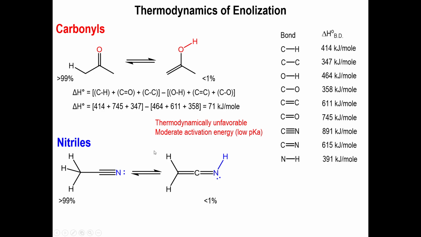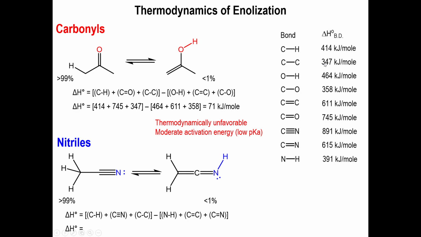With nitriles, we have an interesting scenario as well. Generally speaking, you're not going to have a lot of the enol-type derivative. If you look at the bonds that need to be broken: a C-H bond needs to be broken right here, the carbon-carbon single bond needs to be broken, and the carbon-nitrogen triple bond also needs to be broken. Those are the three bonds to be broken. The bonds being formed in the product are the carbon-carbon double bond, the carbon-nitrogen double bond, and the nitrogen-hydrogen single bond.